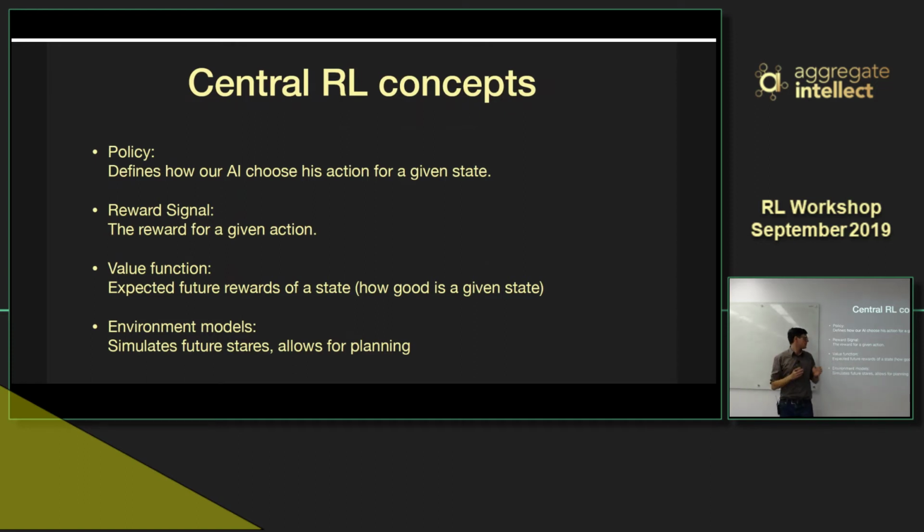So number 1 is the policy. The policy is the decision or the system that tells the AI how to decide an action based on a state. Say if I'm in state A, I do action B. If I'm in state C, I do action A. If I'm in, say, state B, D, I do action G, and so on and so on.